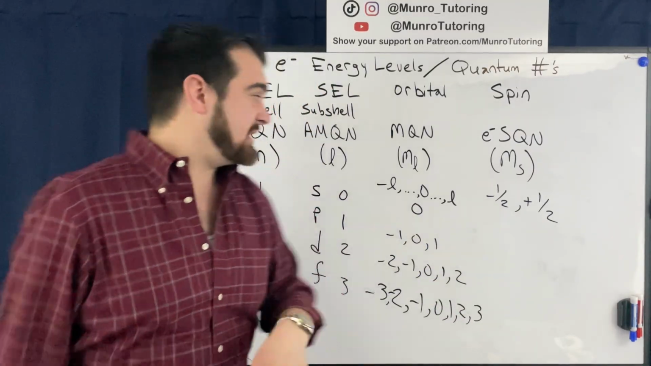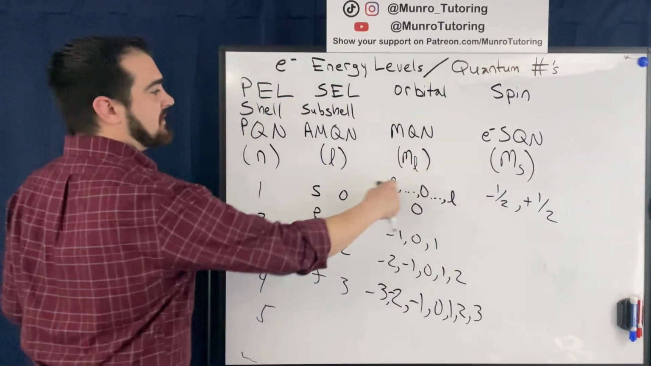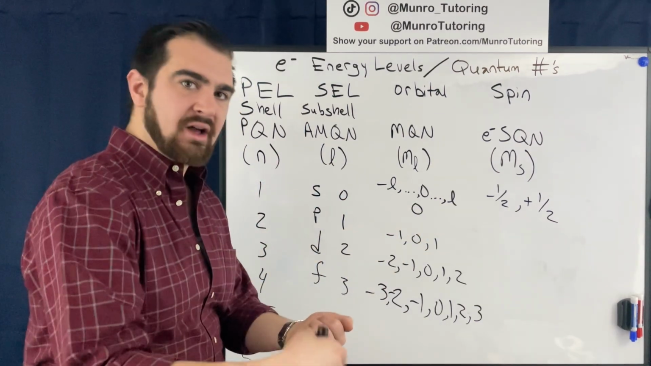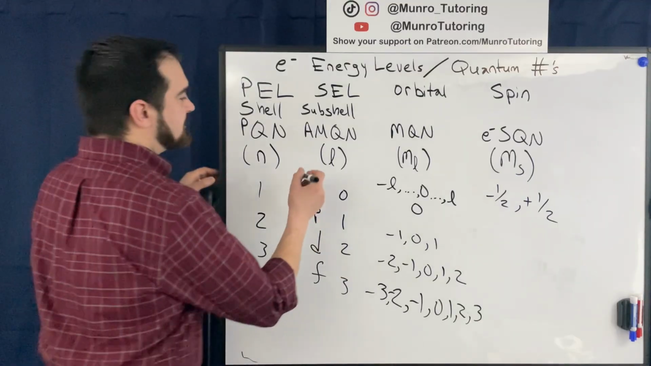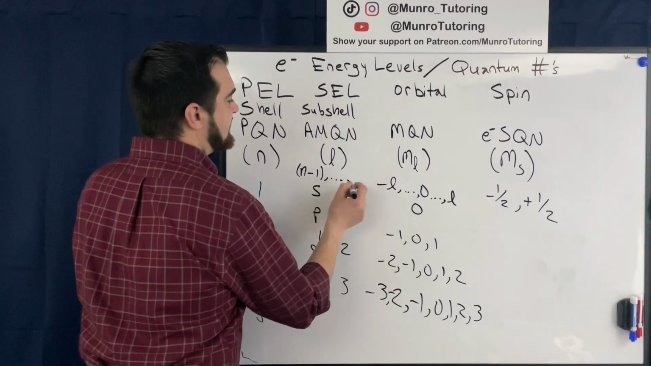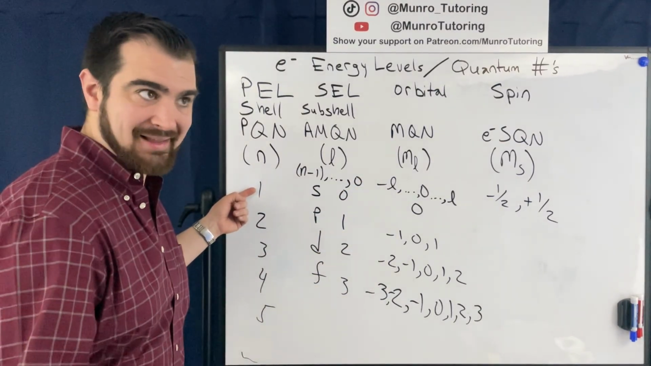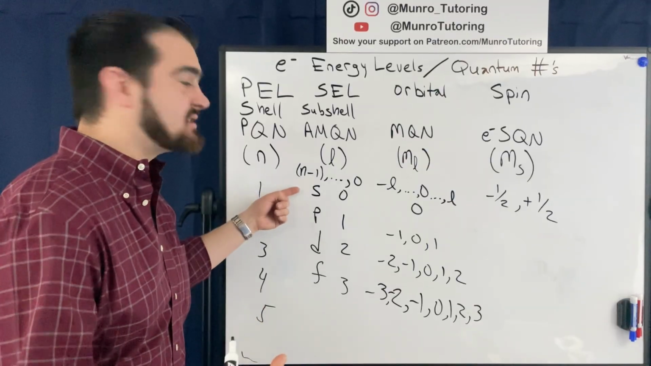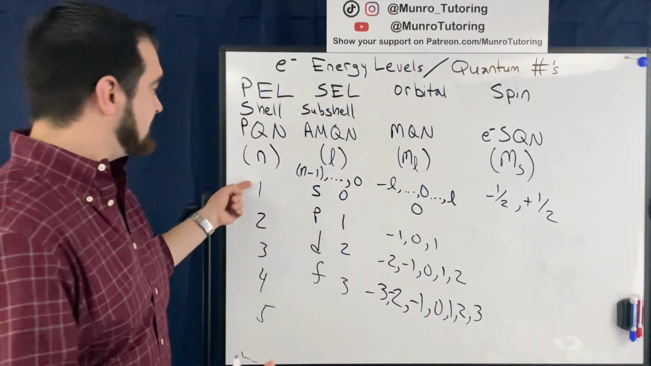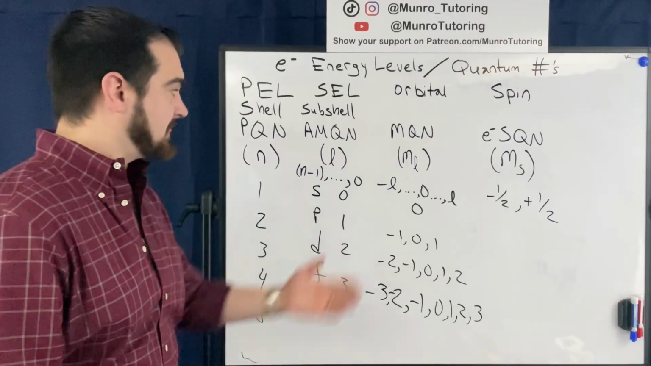So something else to mention here is I gave you the values that m sub s could be. M sub l can be negative L to L. L is always going to be n minus 1 or lower. So it's going to be n minus 1 to whatever it takes to get down to 0. So if we're in shell 1, like I said, shell 1 has 1 subshell, that's an S, which is L equals 0. And so 0 is n minus 1 in this case. 1 minus 1 is 0. That's the only value that you can have, an S, which is 0.